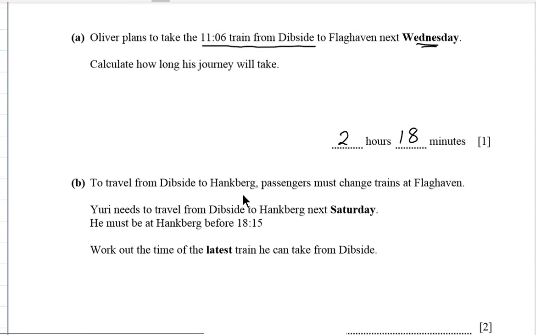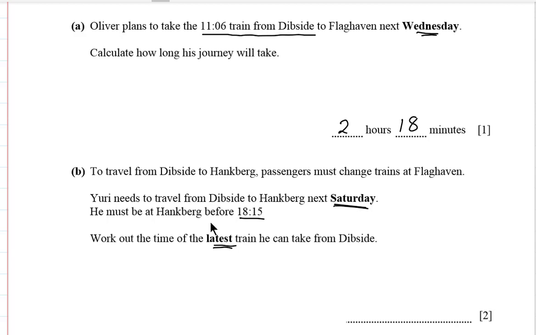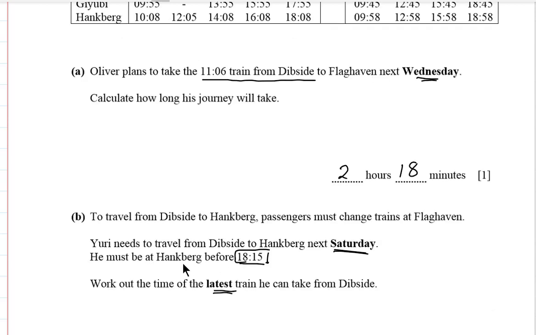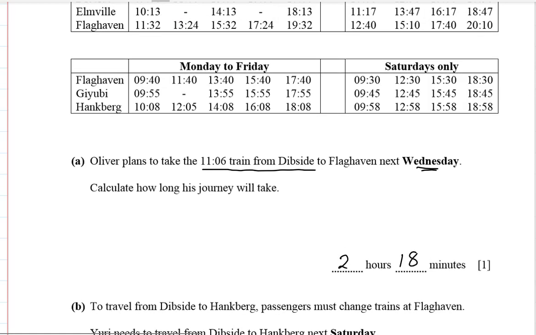To travel from Dipside to Hankburg, passengers must change trains at Flaghaven. Yuri needs to travel from Dipside to Hankburg next Saturday. Okay, he must be at Hankburg before 18:15. Work out the time of the latest train he can take from Dipside. What a nice question. So this is our target time and our destination is Hankburg. So look at the table here.